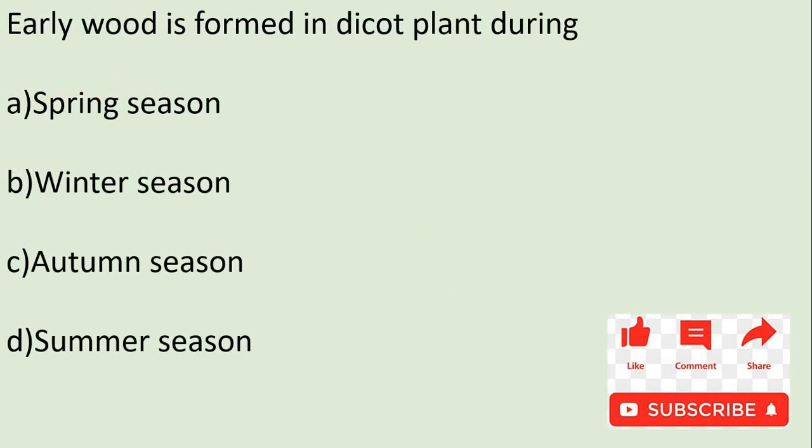Early wood is formed in dicot plants during A. Spring season. B. Winter season. C. Autumn season. D. Summer season.